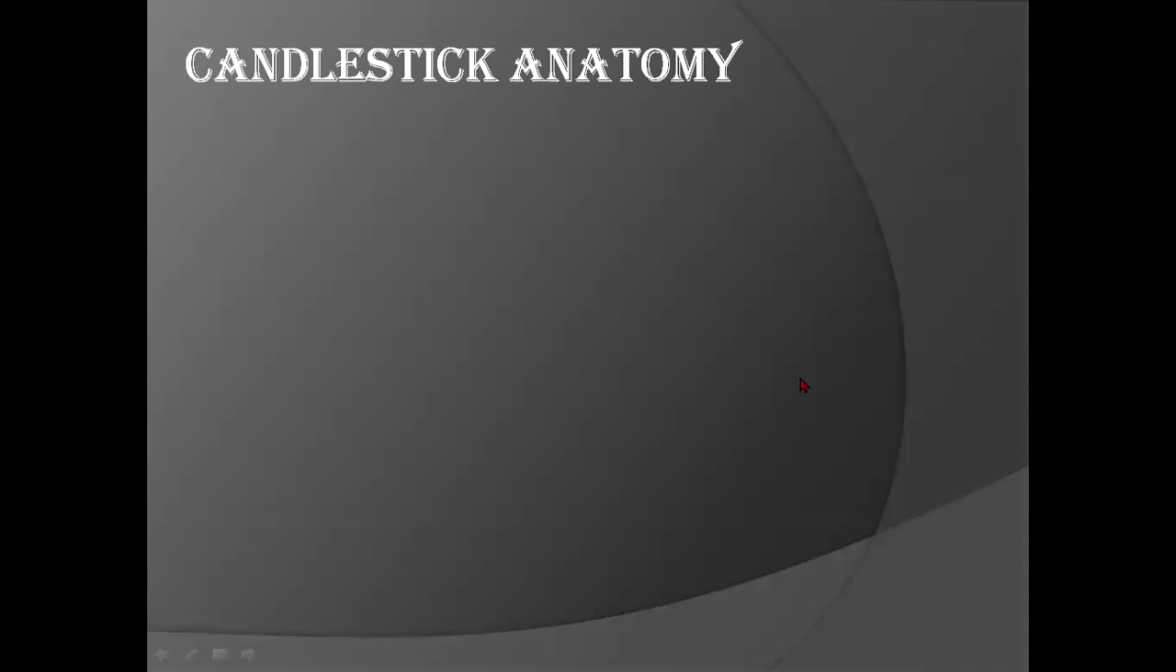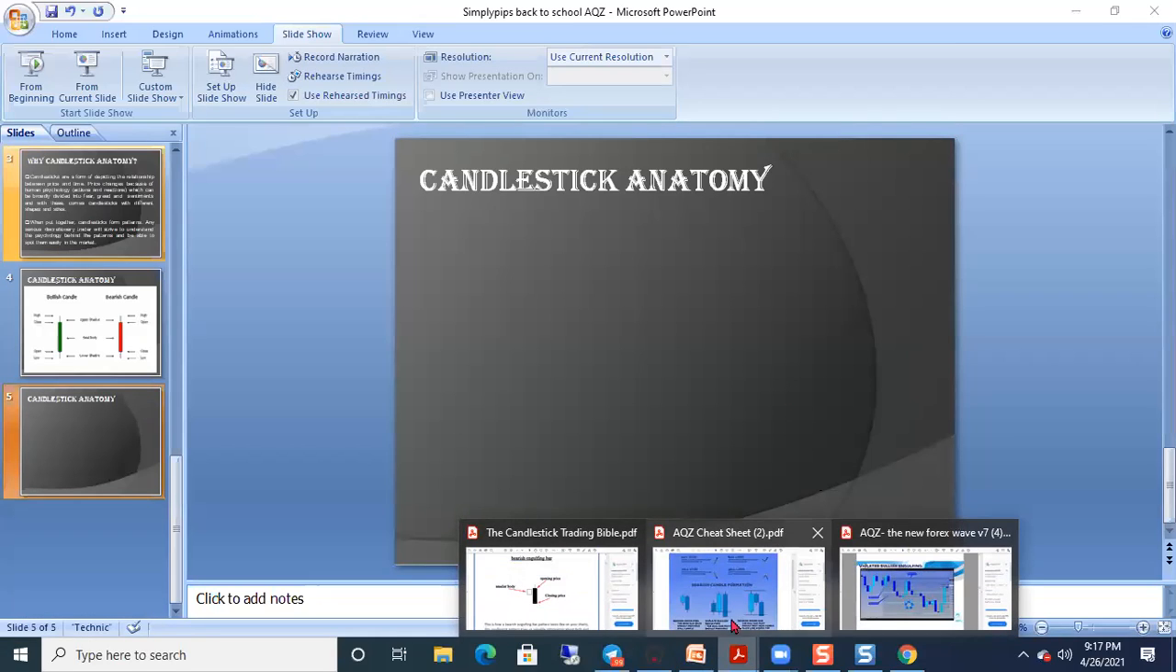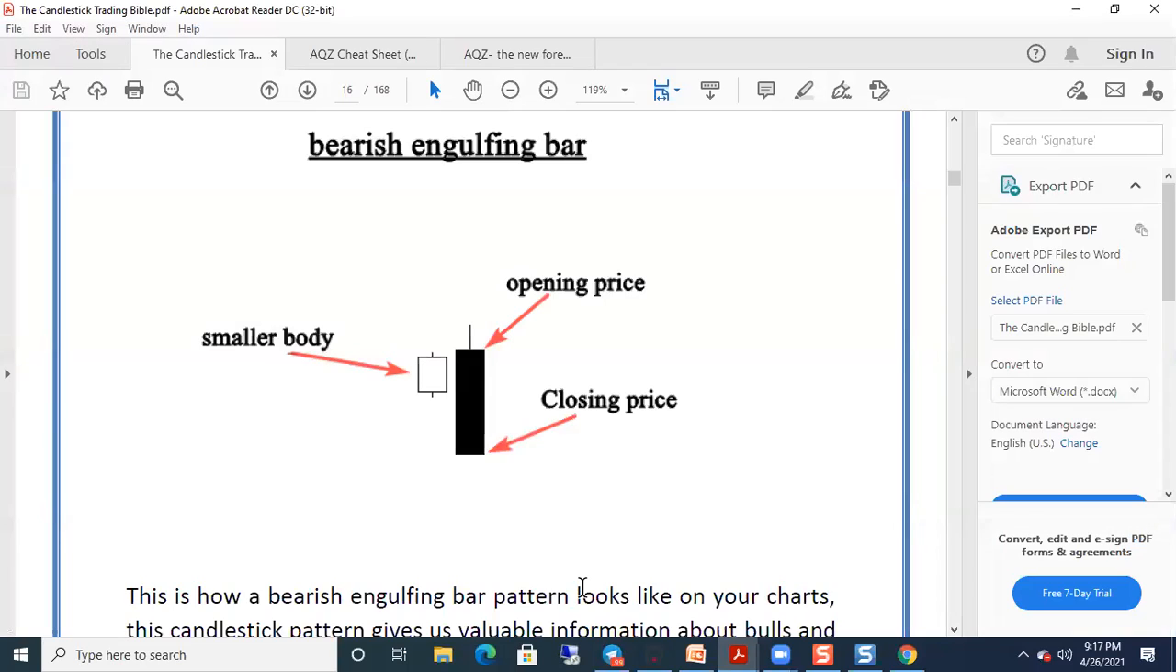All right, so I guess I'm done with this. Let's move on to the next part, right? So there's a particular PDF document, very, very popular. It's found almost everywhere on the internet. It's called the Candlestick Trading Bible.